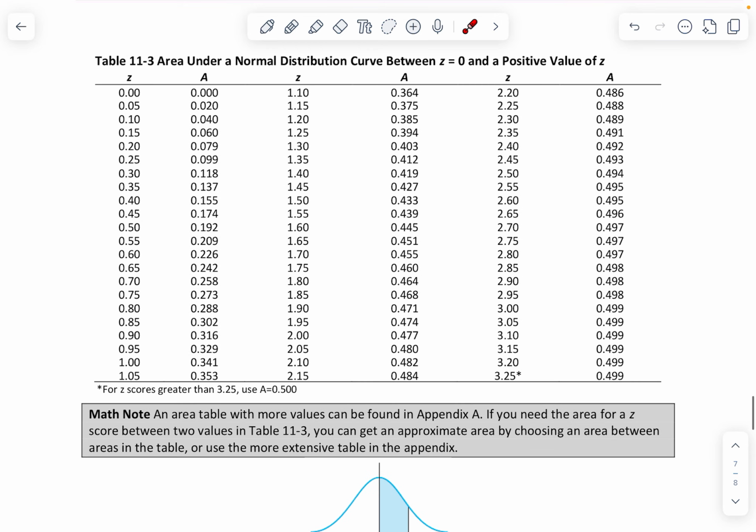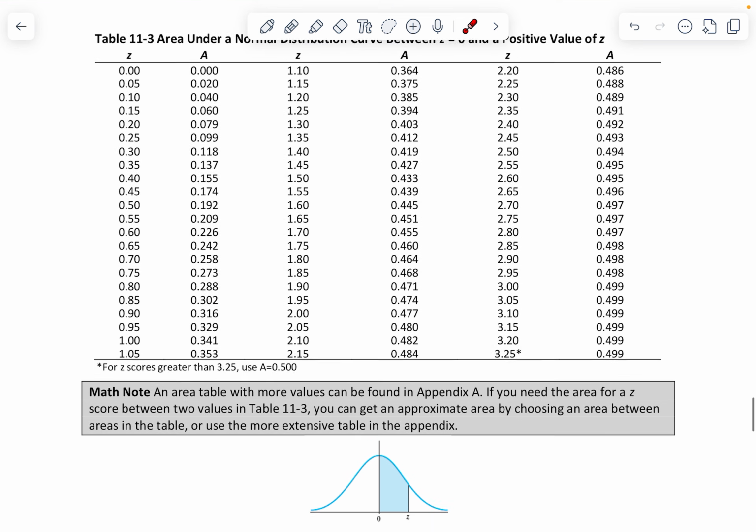First of all, let's just take a look at table 11.3 right here. This table gives areas under a normal distribution curve between z-scores of 0 and a positive value of z, right? So we've got z-scores ranging from a low of 0 up to a high of 3.25. And the column labeled A gives your area, right? So let's just choose a random value. If we have a z-score of 0.9, the area there is 0.316.